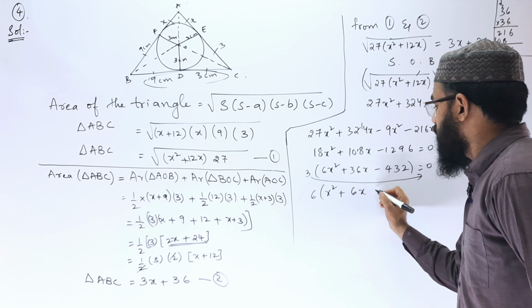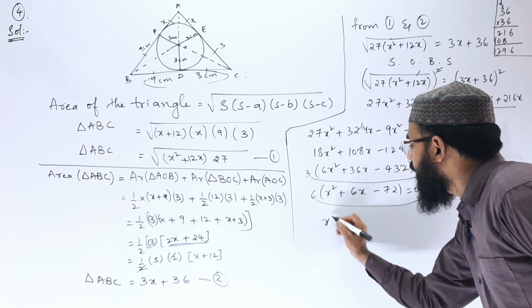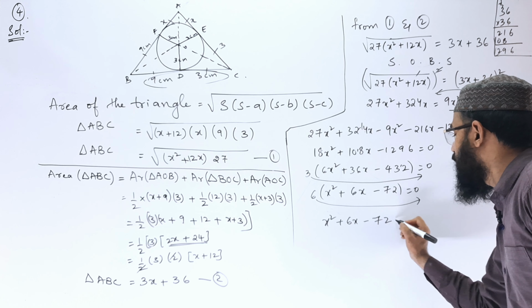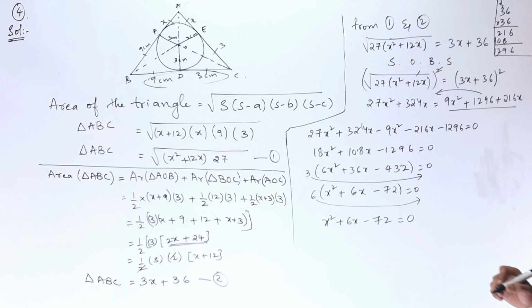6 6s are 36, 6 7s are 42, 6 2s are 12, equals 0. 0 by 6 is 0. So we will get x square plus 6x minus 72 is equals to 0. Now we have to solve this quadratic equation.